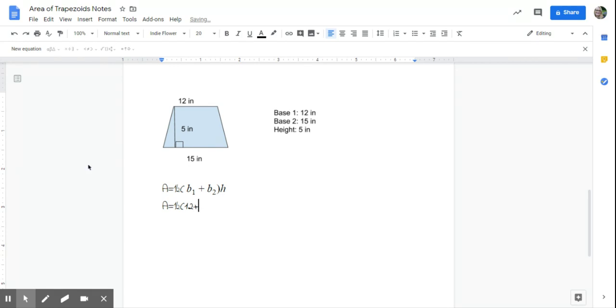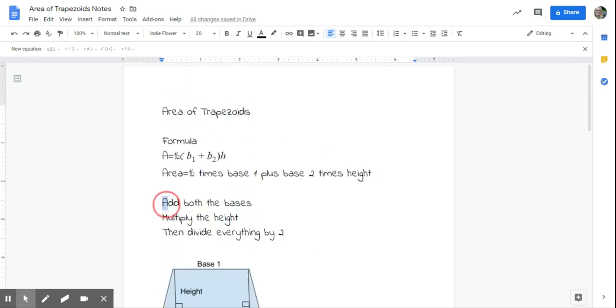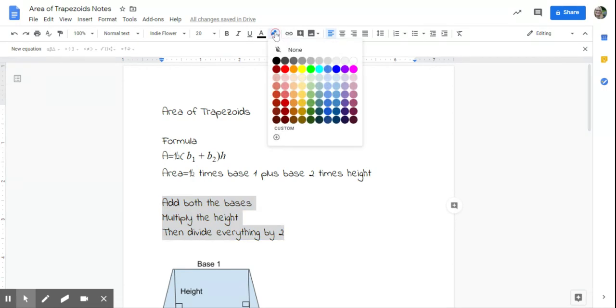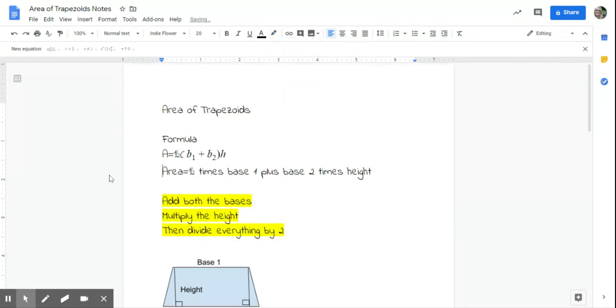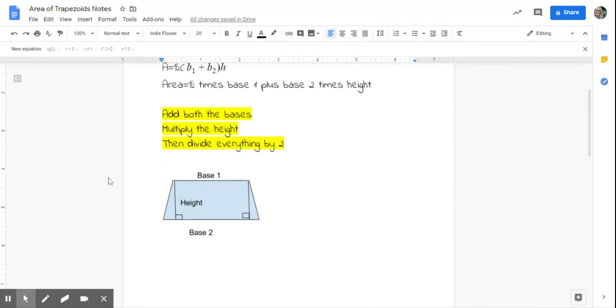Plus base 2 was 15 times, end parentheses, 5. Now, up above, I really did write out this rhyme. The reason I did that is because it really helps to remember what order to do things in. If you do it in the wrong order, you're going to get the wrong answer because order of operations matters. So it says, add both the bases, multiply the height, then divide everything by 2.